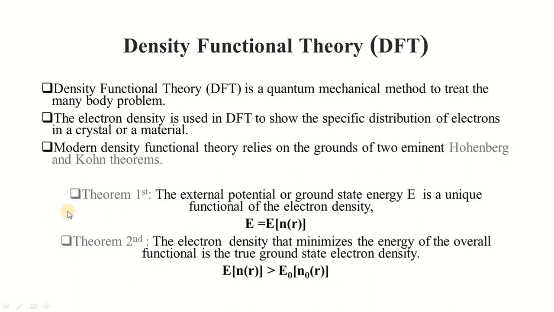Now the second theorem states that the electron density that minimizes the energy functional is the true ground state electron density. So E of n of r should be greater than the ground state energy E at the ground state electron density. Now in density functional theory there are contributions from many different scientists, for example Max Born, Robert Oppenheimer, and Kohn and Sham.